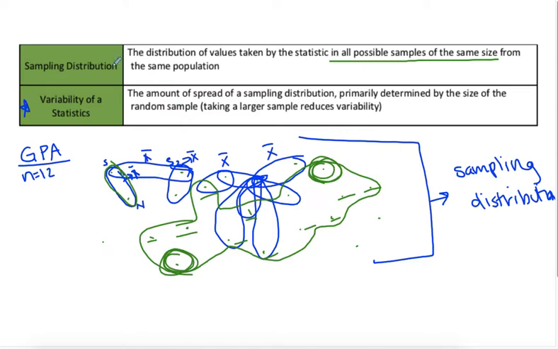All right, so sampling distribution: all the possible samples of the same size from that same population. The variability of the statistics is determined by the size of the sample. Larger samples reduce variability. That is always a good thing.